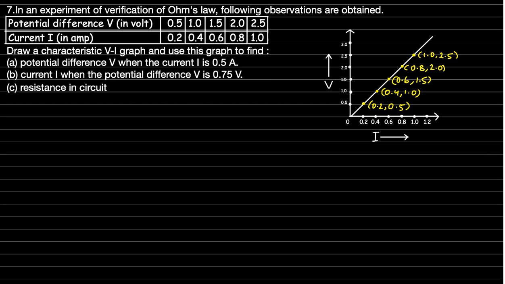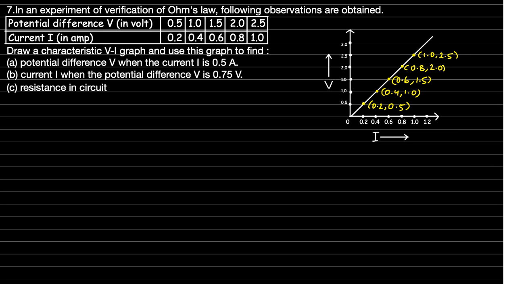The first point happens to be 0.2, 0.5, which is marked here. So this is the first point. The second point is 0.4, 1.0, that is marked here. The third point is 0.6, 1.5, that is marked here. The fourth point is 0.8, 2.0, that is marked over here. And the last point is 1.0, 2.5, which is marked here. So I draw a line through it and we see that it is a straight line.